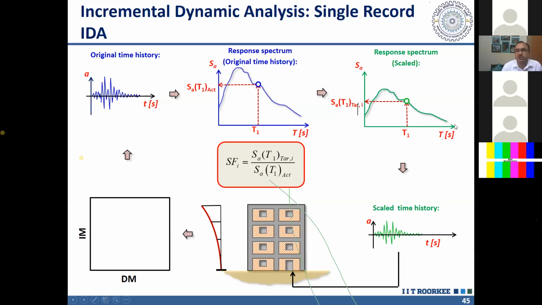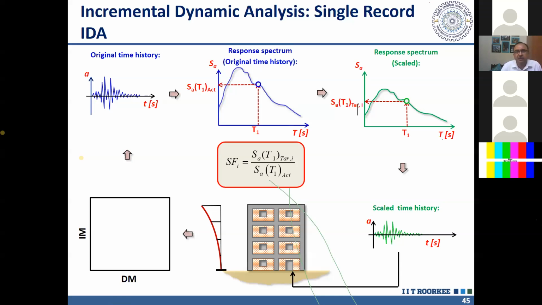For example, suppose this was the response spectrum for which I want to design. This is the response spectrum which I got from the time history record I have taken. And this will not match with this. So what I have to do? I have to use a scale factor. So two types of scaling are used. One is what we call frequency domain scaling, where we modify the frequency content. And another is the amplitude or time domain scaling, where we are multiplying the whole time history by a constant factor. When we are multiplying it by a constant factor, that is considered to be more realistic.